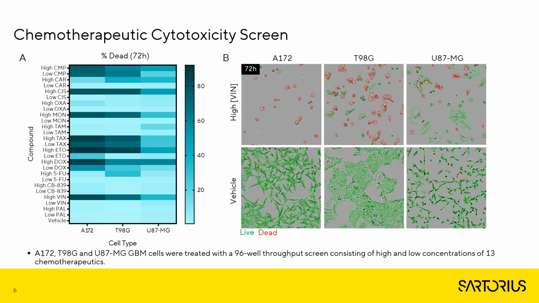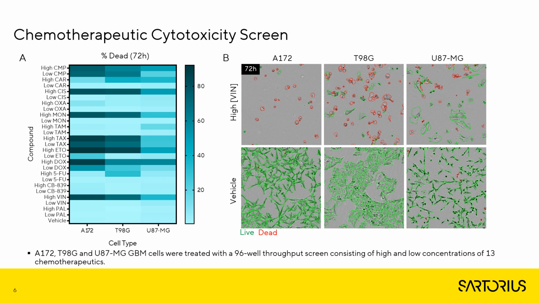So to examine drug sensitivity, we compared 3 glioblastoma cell lines which had different PTEN expression statuses and looked at their response to chemotherapeutic compounds with varied mechanisms of action. So initially we had A172, T98G and U87 MG cells, and these were treated with 13 clinically relevant chemotherapeutics, and we treated them with a high and low concentration of each in a 96-well plate.